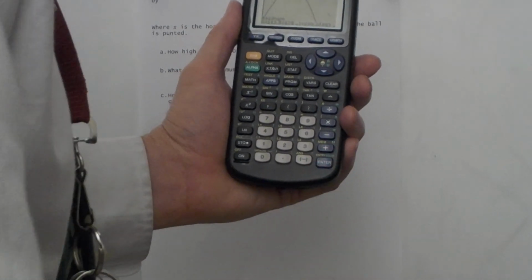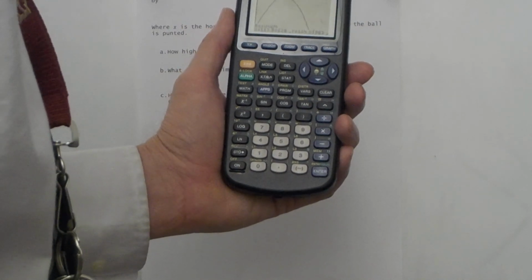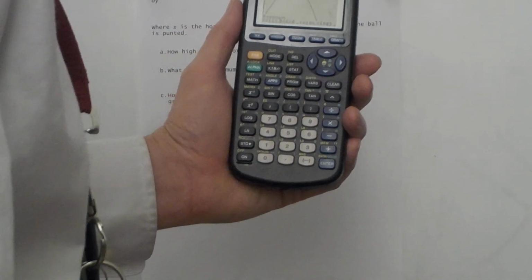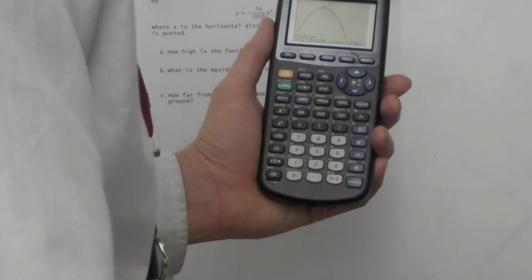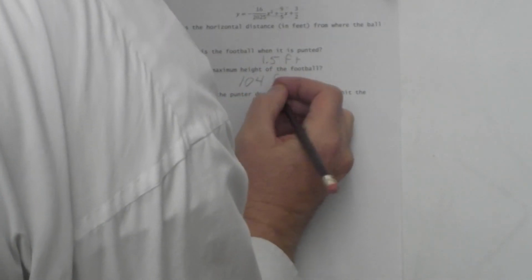And that gives me X is 113.90628, Y is 104.0. And Y is the height. X is how far down the field we are. Y is the height. So I'm going to put the height in as about 104 feet.